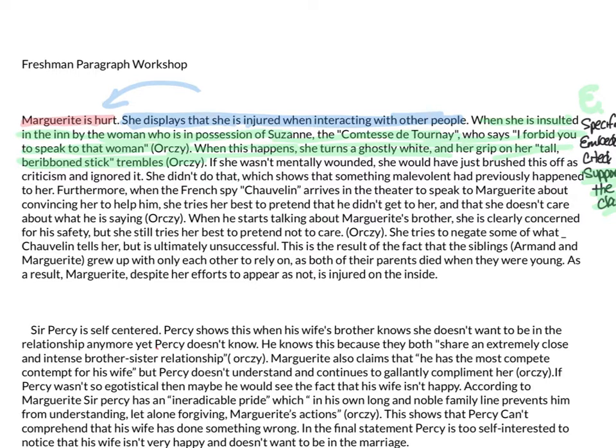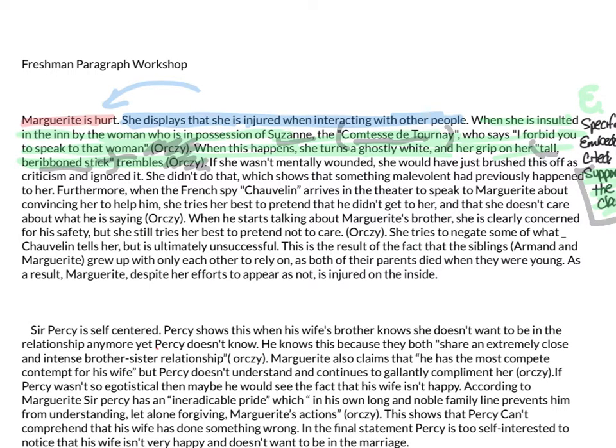So let's start up the top. Is this specific? Yes, it is. I've got specific names. I've got specific quotes. So, yep. Next, is it embedded? Yep. You have this embedded quote here, Comtesse de Tournai. You also have tall beribboned stick, which is embedded, and those are slipped inside the student's own words. Excellent. Is it cited and cited correctly? Yes, this is exactly what a citation should look like. And finally, does this support the claim?